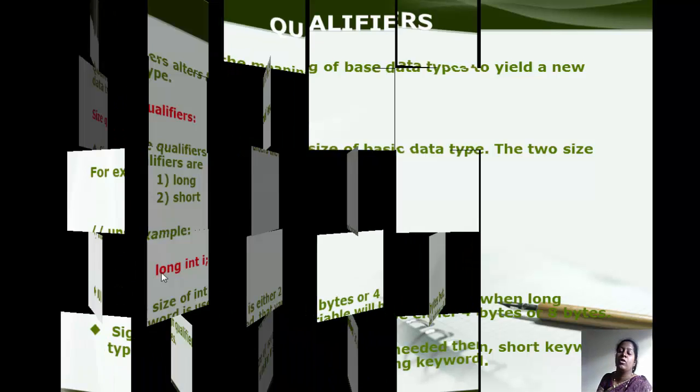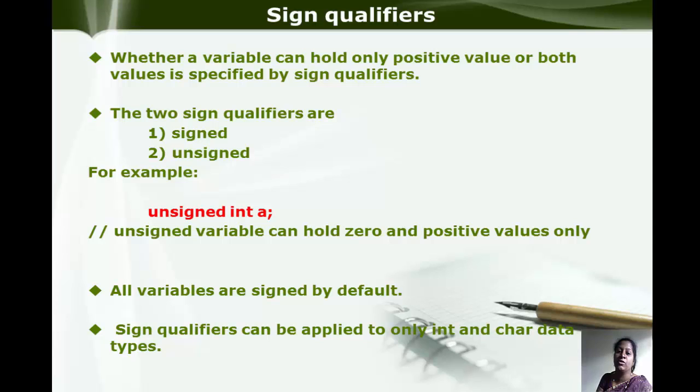And the next qualifiers will be your sign qualifiers. A sign qualifier will decide whether a variable can hold a positive value or a negative value, or it can hold both positive and negative values. So you have two sign qualifiers. The first is signed and the second is unsigned.